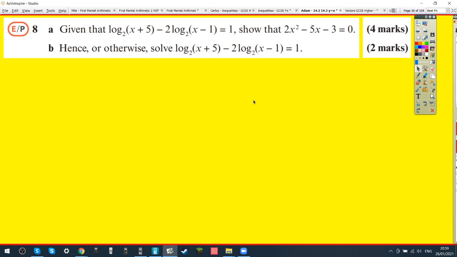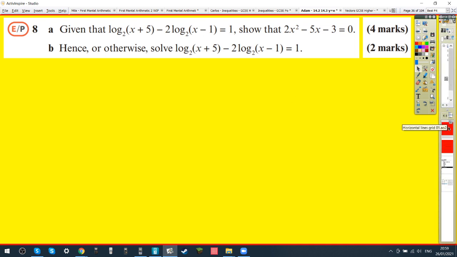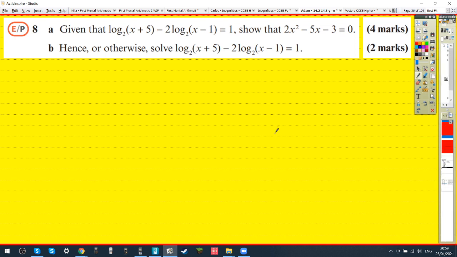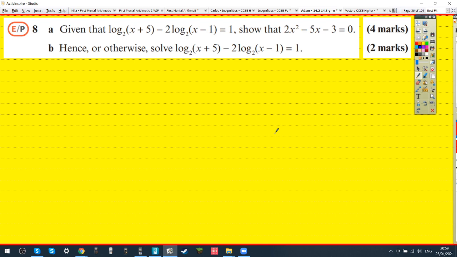All right, let's try A. So once it's a quadratic, just work it out. Just work out the solve question.